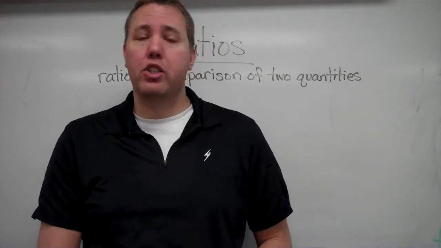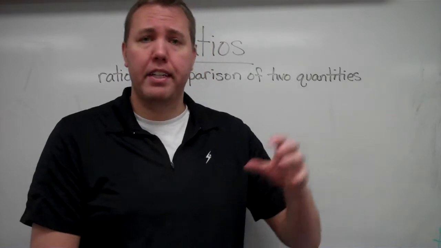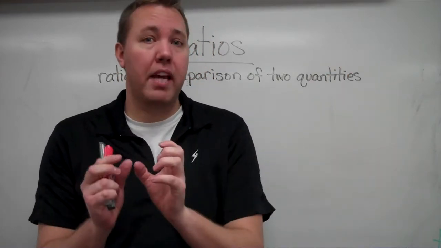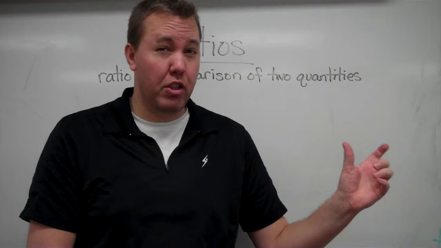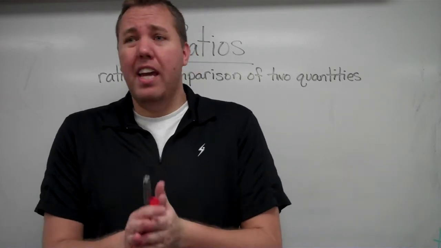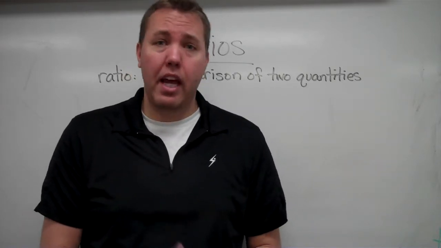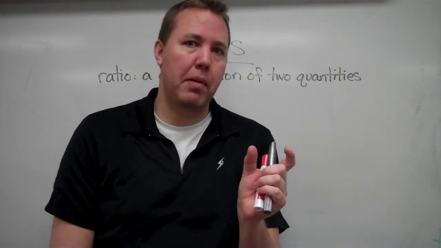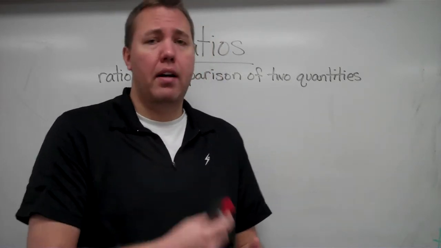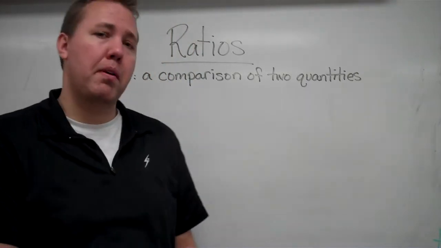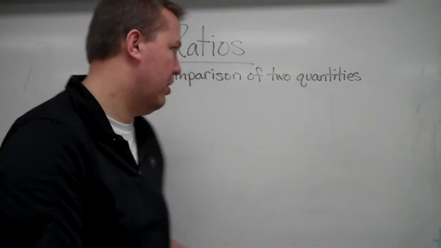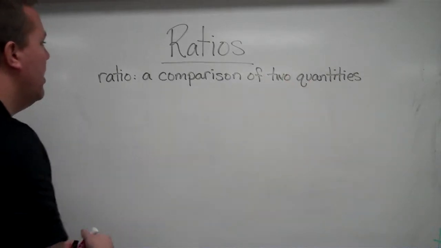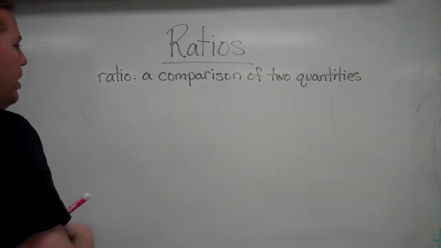It can be shots made compared to shots missed, or shots made compared to how many shots I took overall. It can be a comparison of anything, how many pages I've read in a book compared against how many pages I haven't read in the book. So as we talk about ratios, just remember that a ratio is a comparison of two things, two quantities. How much of what?